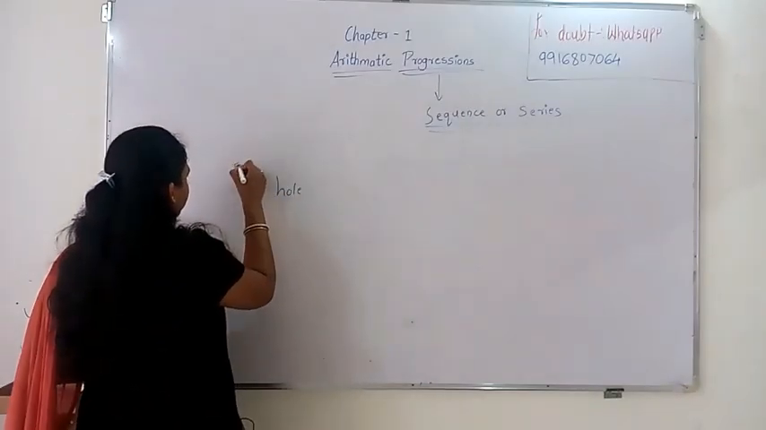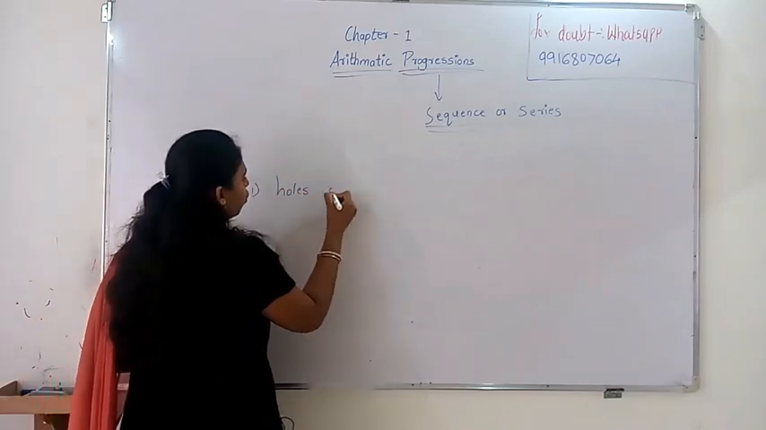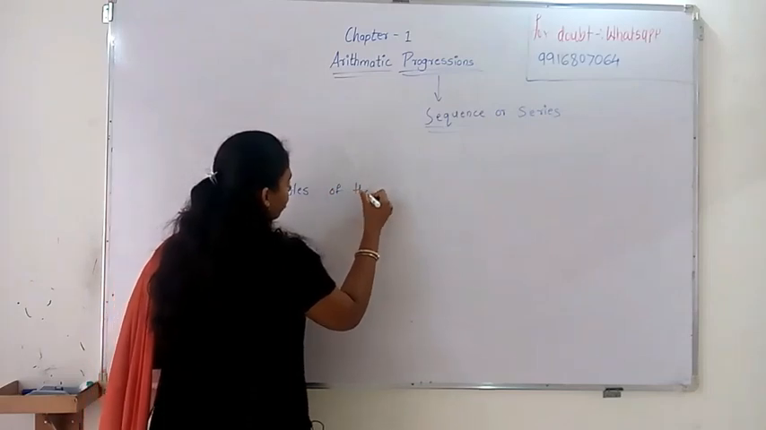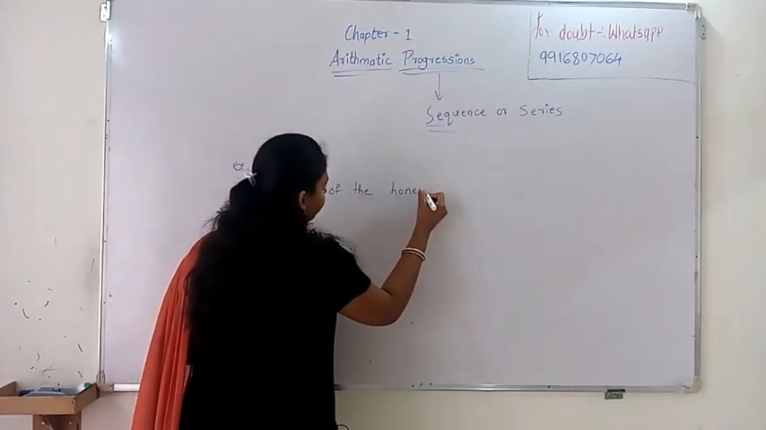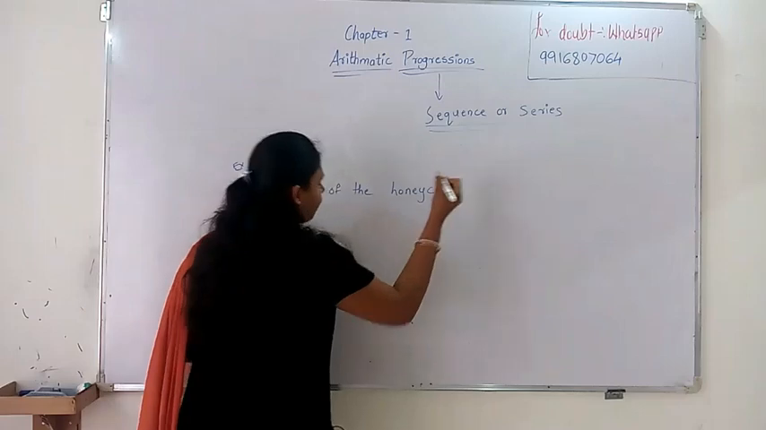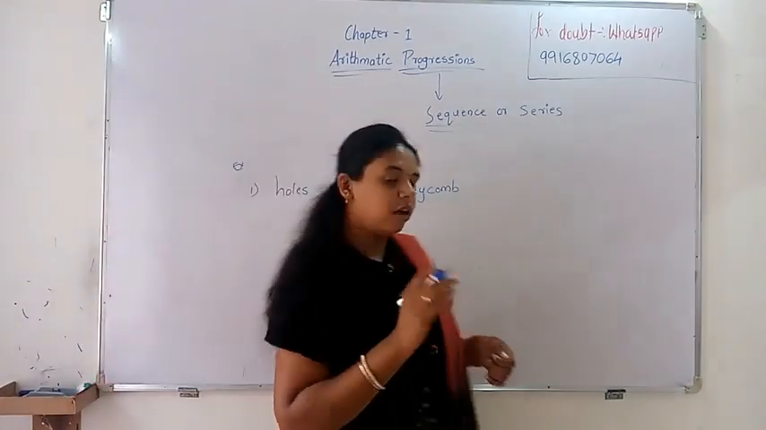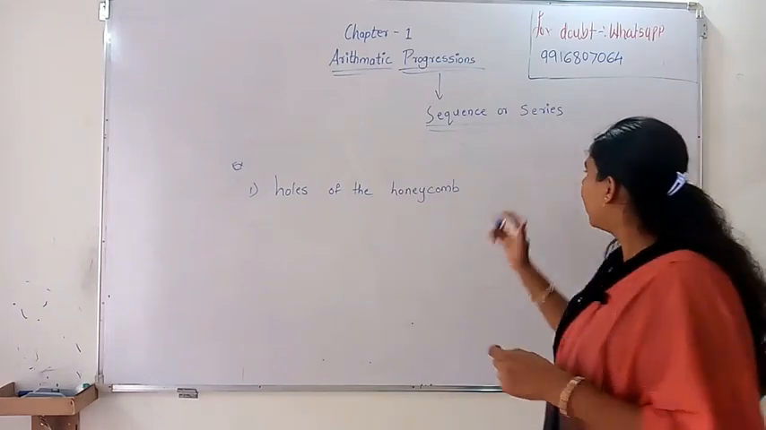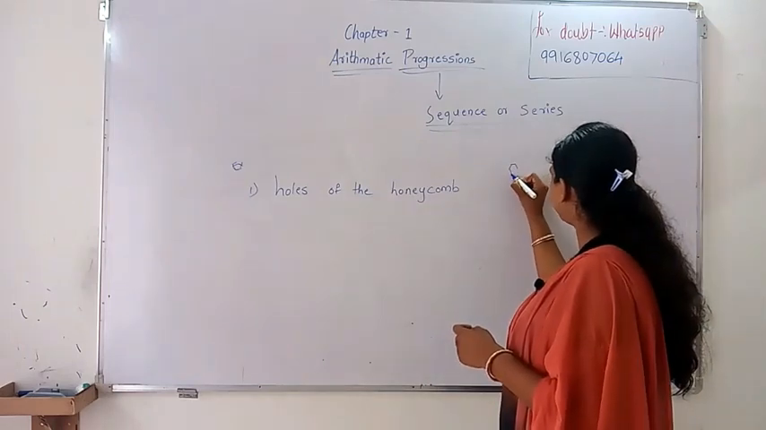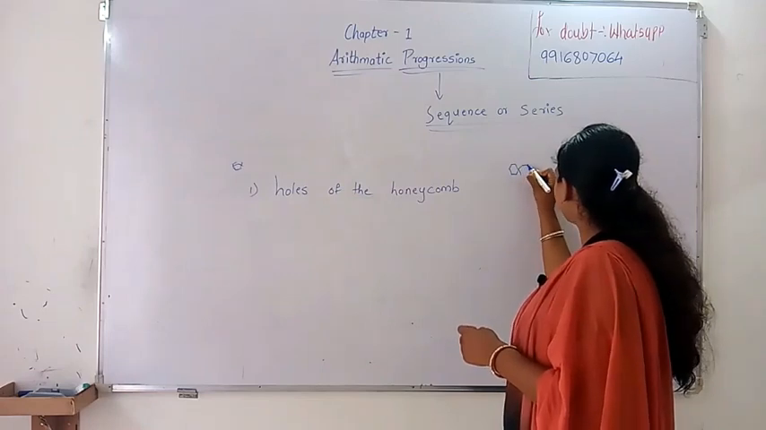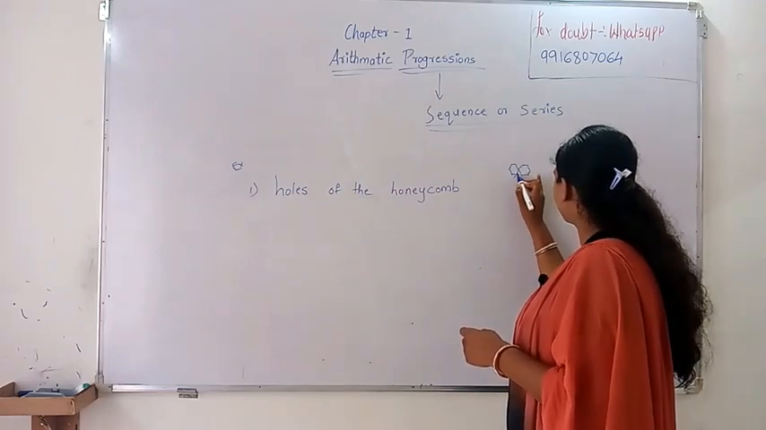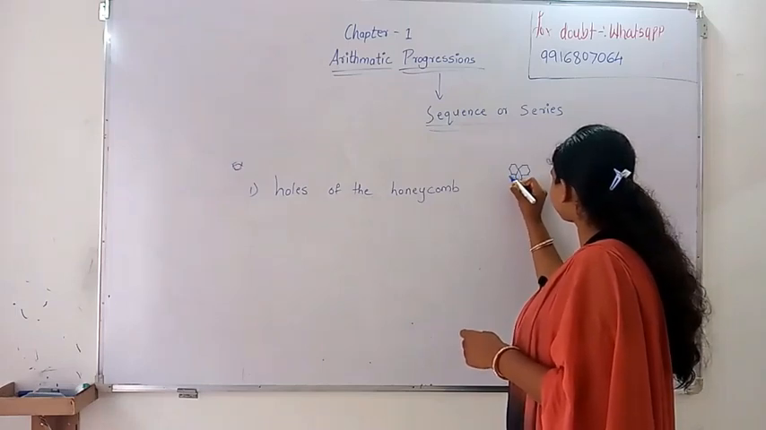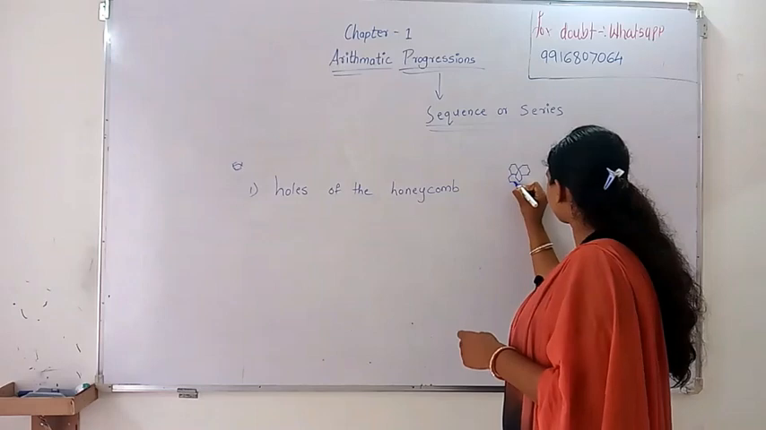first example, holes of the honeycomb. If we have observed, there are some holes in a honeycomb. Those look the same, and the pattern looks the same. So in this manner we can observe this, like this.